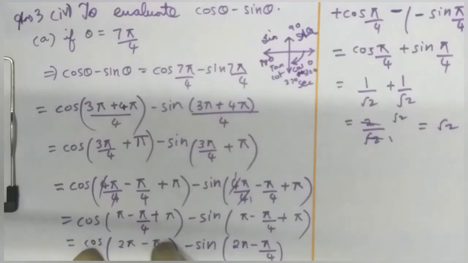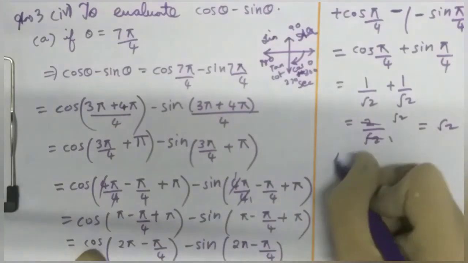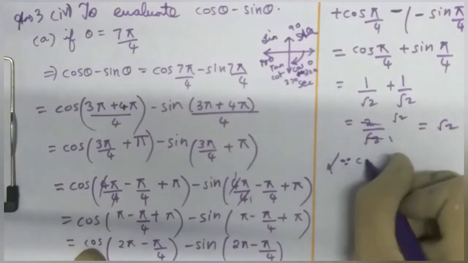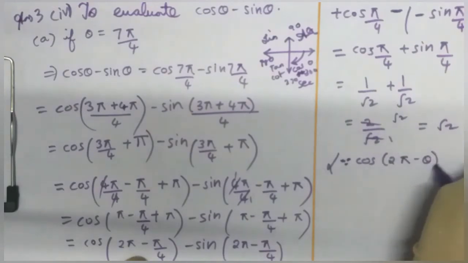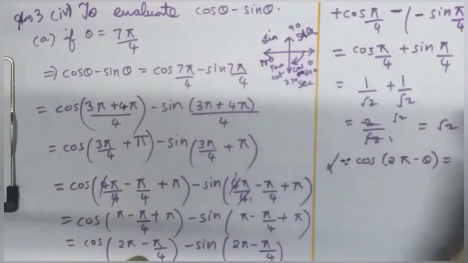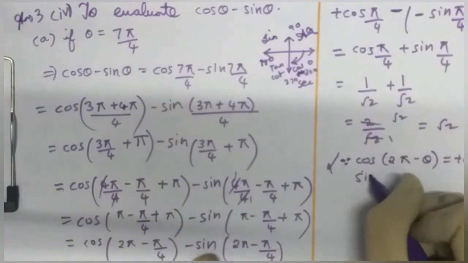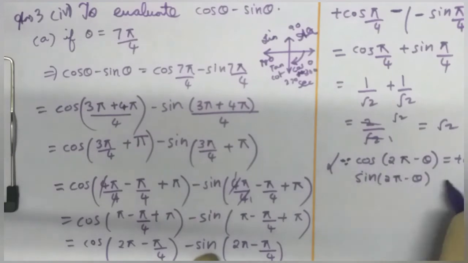And what I have used here, I'll write that also. I'm writing this for your help, so that it will help you. Cos of 360 minus theta is plus cos theta, and sine of 360 minus theta is minus sine theta.